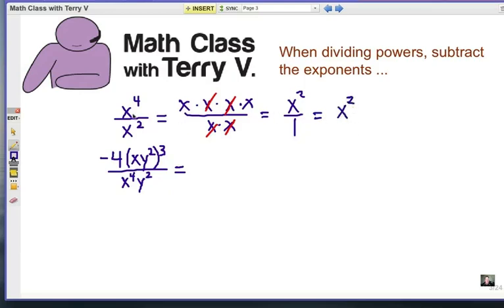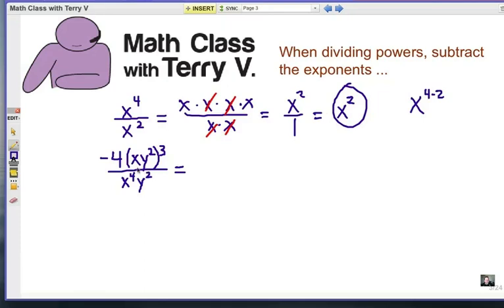But I want you to know that you can also, with like bases here, x and x, take the 4 minus the 2. So this is really x to the 4 minus 2 power. Okay? Notice how you would still get x squared. So the act of dividing is actually a subtraction of the powers.